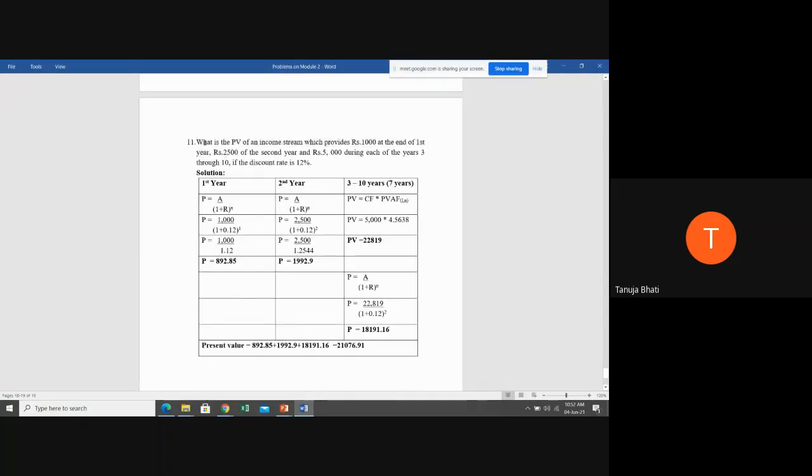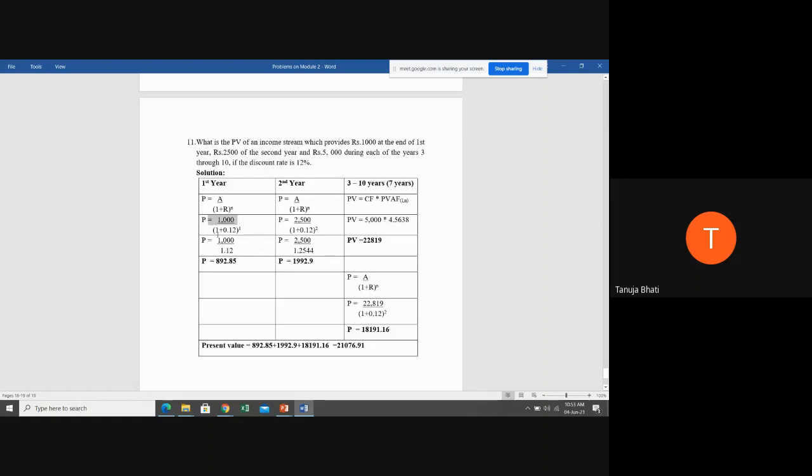What is the present value of an income stream which provides 1,000 at the end of first year? At the end of first year, you're just going to get 1,000. Now, how to calculate present value of a single cash flow? You have two formulas. Either do A divided by 1 plus R raised to N, or cash flow, that is 1,000, into present value factor. Choice is yours, whichever formula you can use.